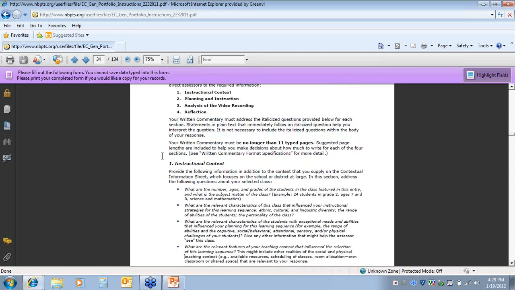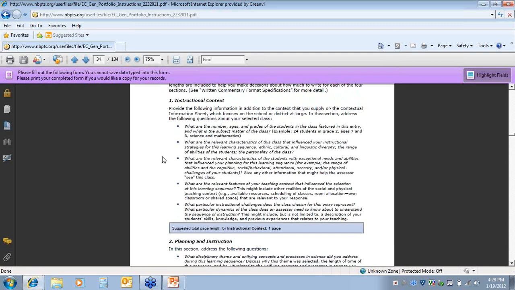So now that we've found the questions, we are set to start thinking about our instructional context. And I mentioned reviewing the standards. You'll see that on page 46. They remind you to do that too as it relates to the questions you're being asked. And it says what relevant characteristics of this class influence your instructional strategies for this learning sequence. So, for example, because this is a math and science entry, I'm going to have to think about my students and their characteristics and everything I know about them in light of them as math and science learners. So for me, that's going to be important.